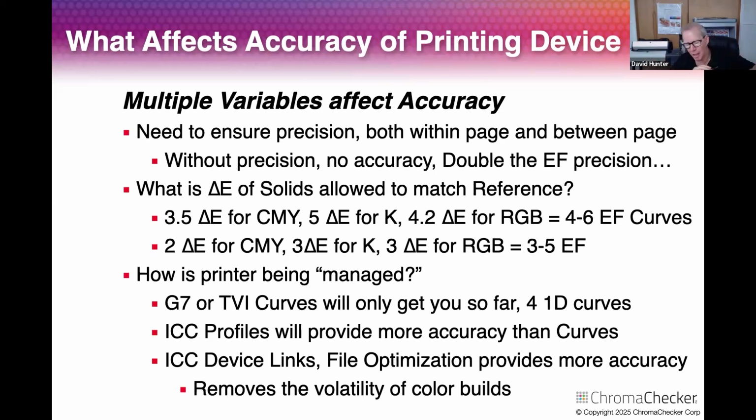And through hundreds of prints, I find that gets me to about a 4 to 6 delta E to Grackle, or whatever aim point I'm looking for, when our solids are 3.5 to 5. Now, if you reduce the tolerance for how close the solids have to be from 3.5 to 2, so your cyan has to be a 2 delta E to the reference, your RGB overprints have to be a 3 delta E to the reference. Now you can get a closer match.